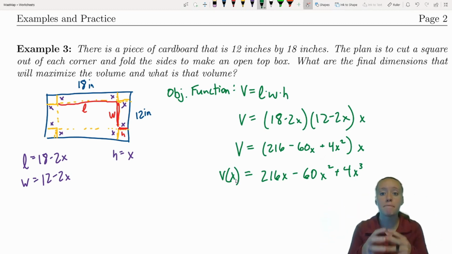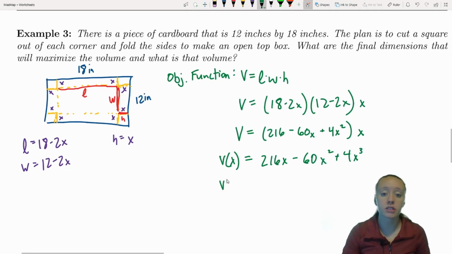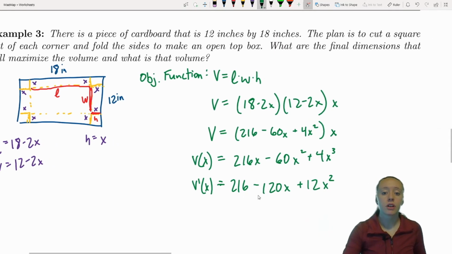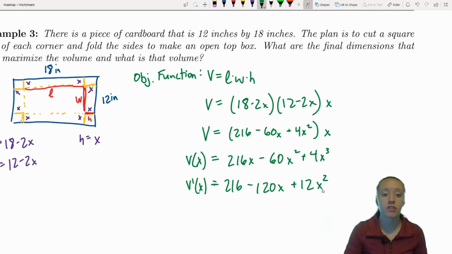In order to find that maximum volume, I need to take the derivative. So the derivative of volume is going to be equal to 216 minus 120x plus 12x squared. If this is the derivative of my volume, I set it equal to 0 to find my maximum and minimum values. But remember, I want to maximize this, so I'm going to look for that value that maximizes that volume.